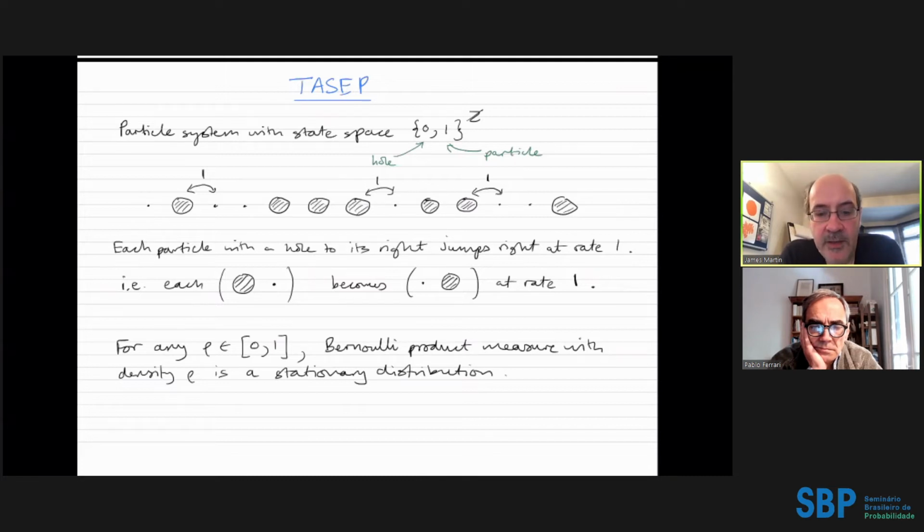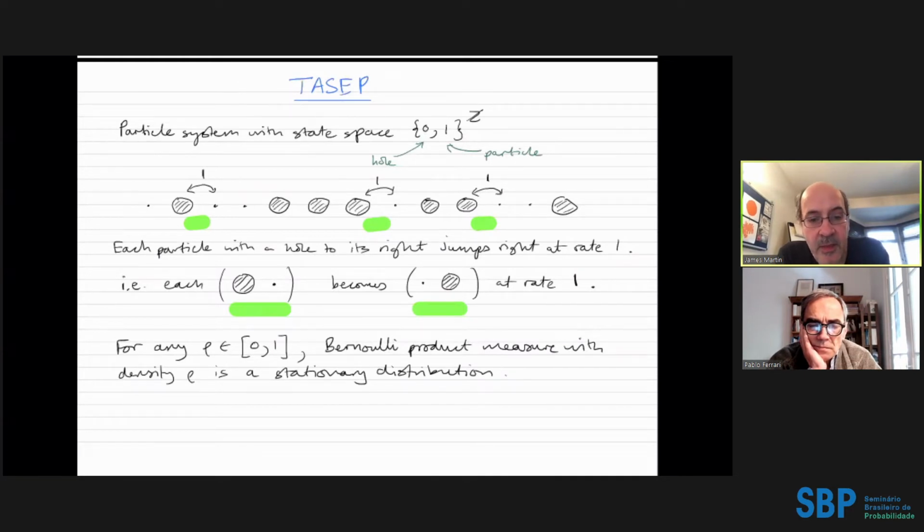You can think of that as whenever you see a hole followed by a particle, then at rate 1 those two things swap round, and after the jump you see a particle followed by a hole. So the places in this picture where we could do jumps are: there's a possible jump there, there's a possible jump there, and so on. And you can think of this extended infinitely in both directions.